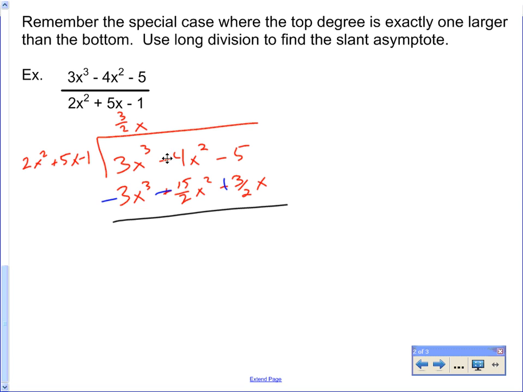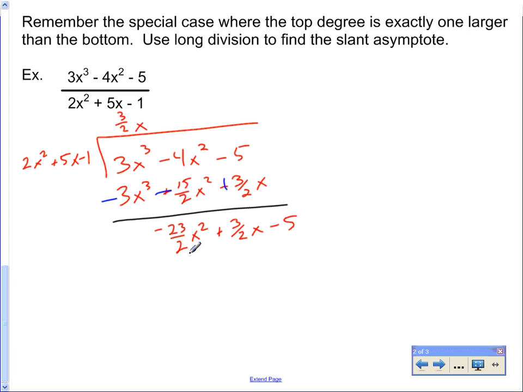Okay, and these cancel. When I add these together, I'm adding 8 halves and 15 halves for a total of negative 23 halves. I don't have anything to add to the x term, so it just comes straight down. And I'll take the minus 5 down also.